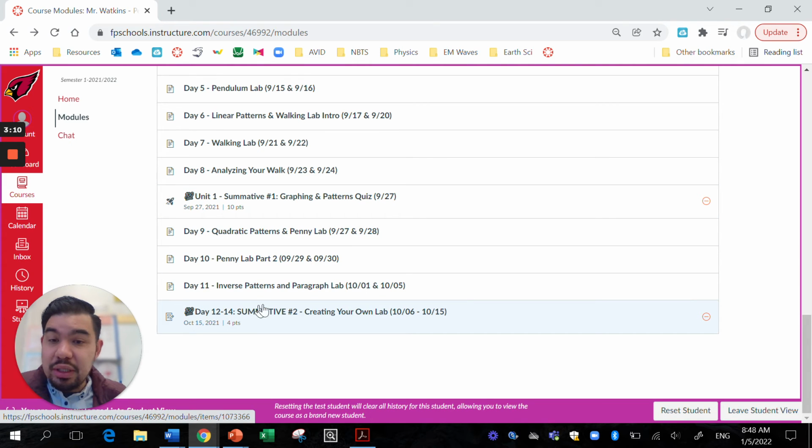And then we also had a summative where we did several labs, being introduced to the scientific method and lab process, where students were able to design and conduct their own lab. There's a lot of resources for this particular summative within that link. Students can go ahead and click on that and then work through their own lab and submit it.